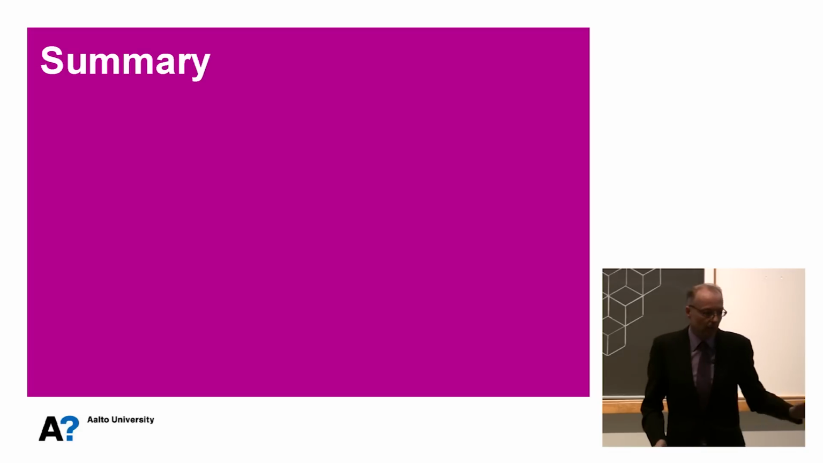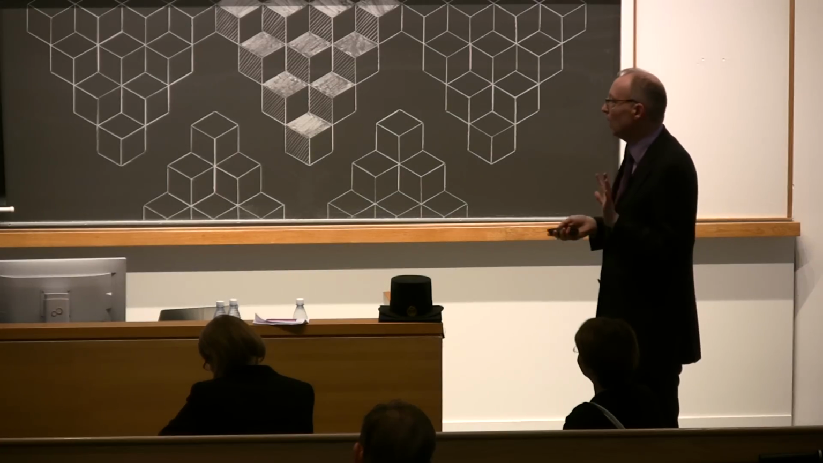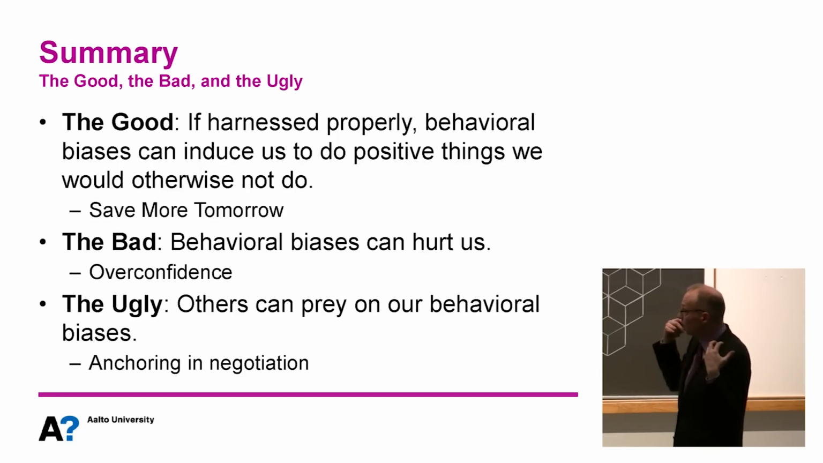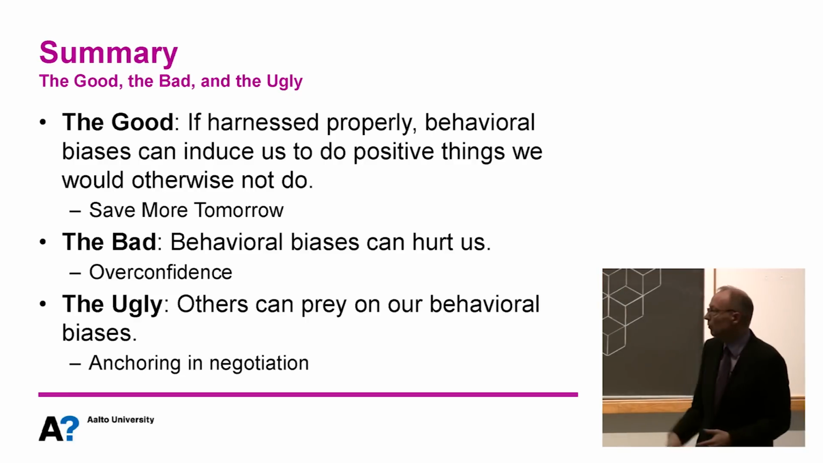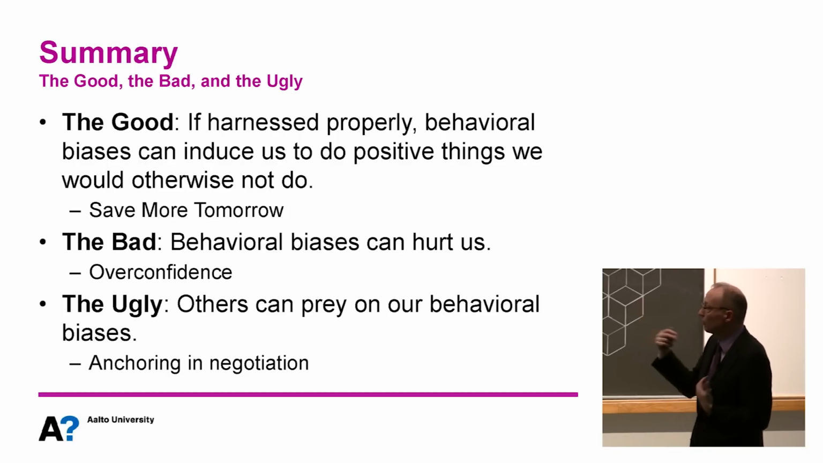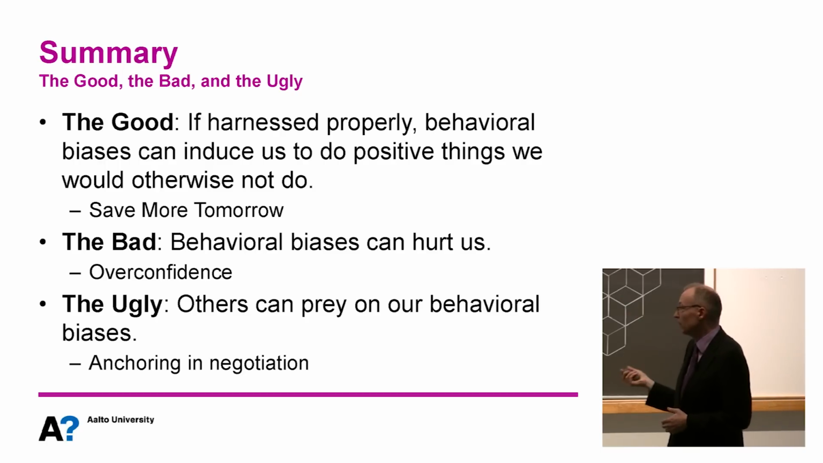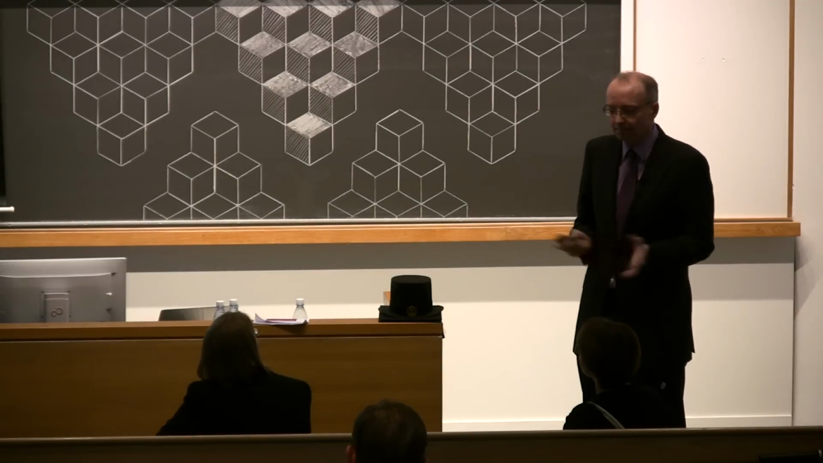Okay, let me summarize. We're talking about three different biases, and how they can affect people in three different ways. The good part here is that if we harness these biases properly, they can actually induce us to do some positive things we would not otherwise do. And we had as an example the Save More Tomorrow savings plan. The bad example, from a well-being perspective, of a behavioral bias is overconfidence, which can hurt us in a severe way in the case of trading because of transaction costs and also increased tax liabilities. And finally, the ugly part is that others can prey on our behavioral biases, and as an example, we had anchoring in negotiation. Thank you.